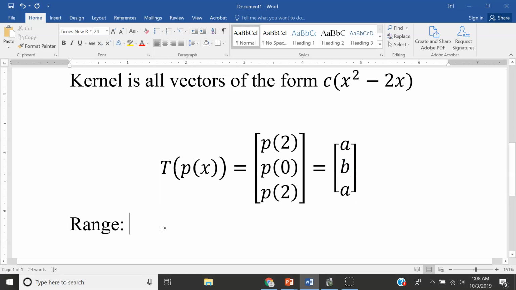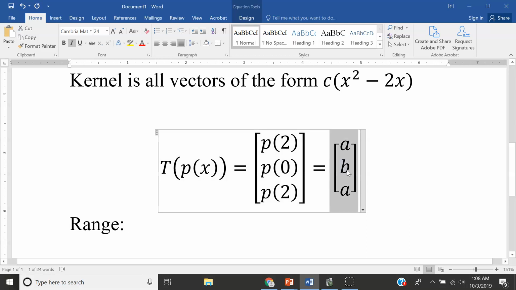Again, that's a pretty easy task to accomplish. That's nothing earth-shattering. So notice that your range is going to be all vectors of this form. So your range is going to be all vectors of that form.